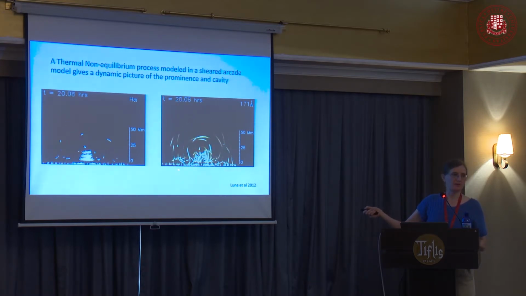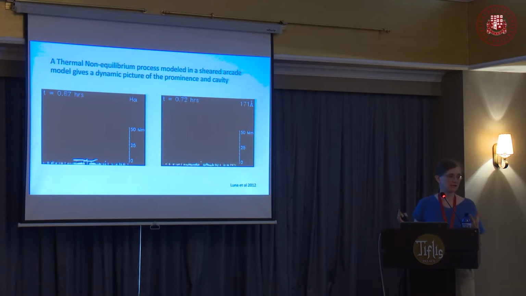And I hope it makes you think of that movie I showed earlier of AIA, where you saw all this looping structure up above the prominence. So that's something I like about this model, that it does tie into that coronal picture of prominences. This model would work better with longer field lines, so it might be more effective for a quiescent region prominence.